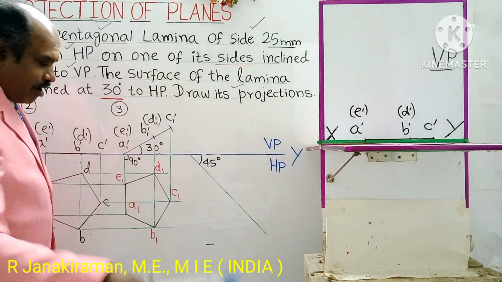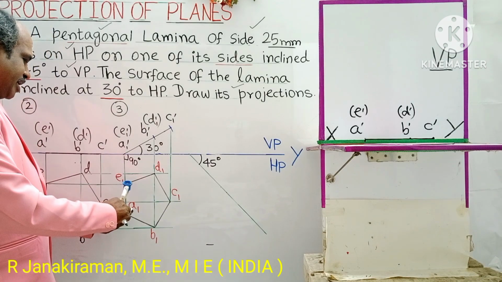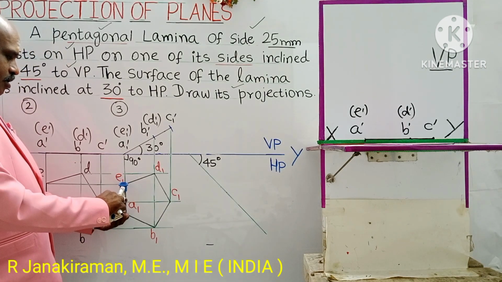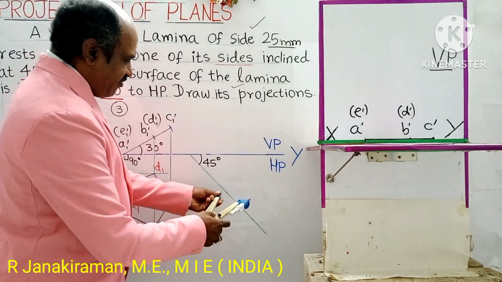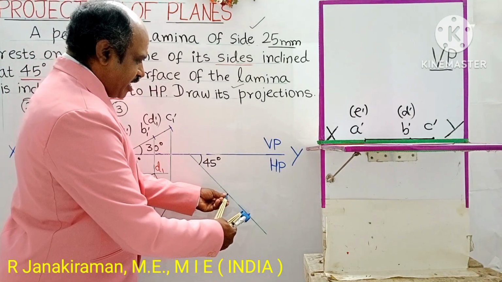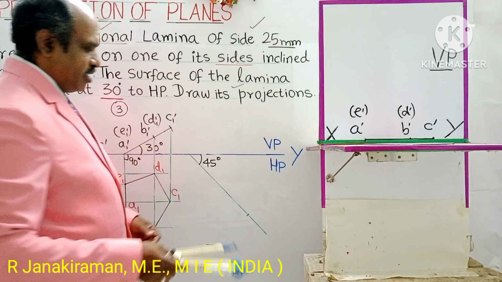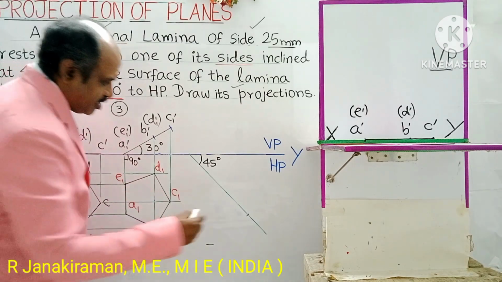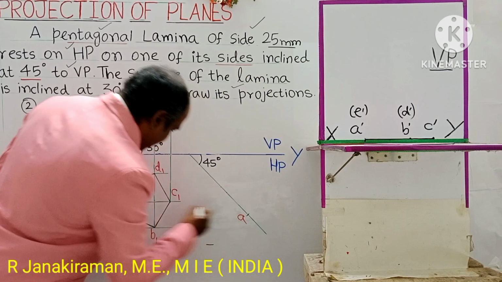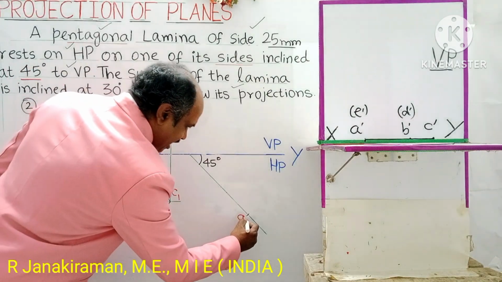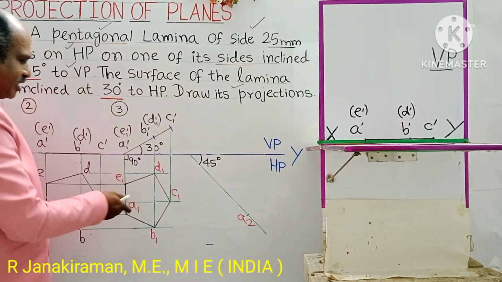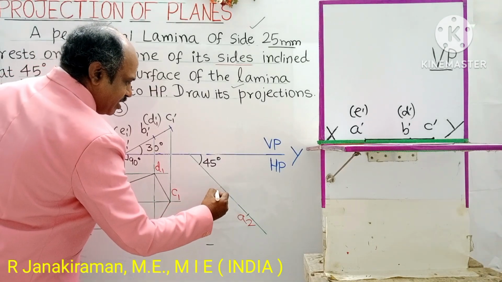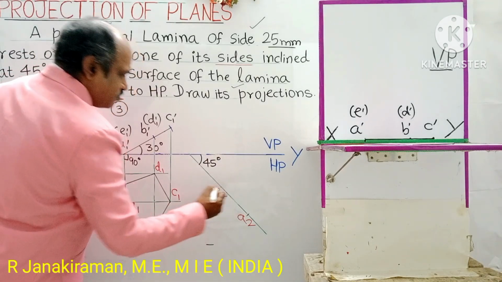Take the distance using a compass. Take the AE distance in your compass. With this marked point as reference, cut an arc on this inclined line. So this point is replaced as A suffix 1, which I have written here. It will be written as A suffix 2. So this distance is the distance, and this point will be E suffix 2.